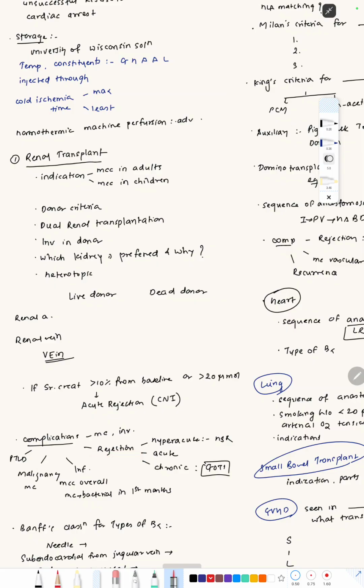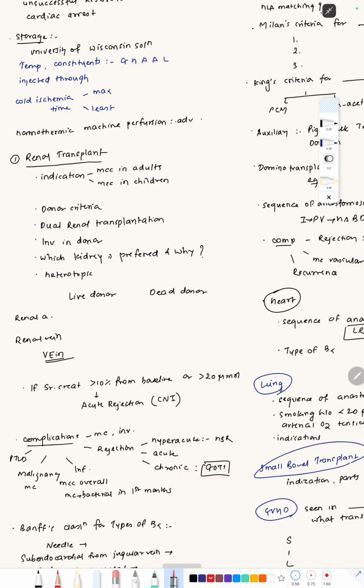Hyperacute rejection is a type 2 hypersensitivity reaction. It happens on the operation table itself, and there is going to be a dusky kidney having coagulative necrosis or fibrinoid necrosis. Then acute rejection is going to be tubulitis or endothelitis. Chronic rejection is going to be a type 4 hypersensitivity reaction. It is given by a mnemonic, that is GOTI.